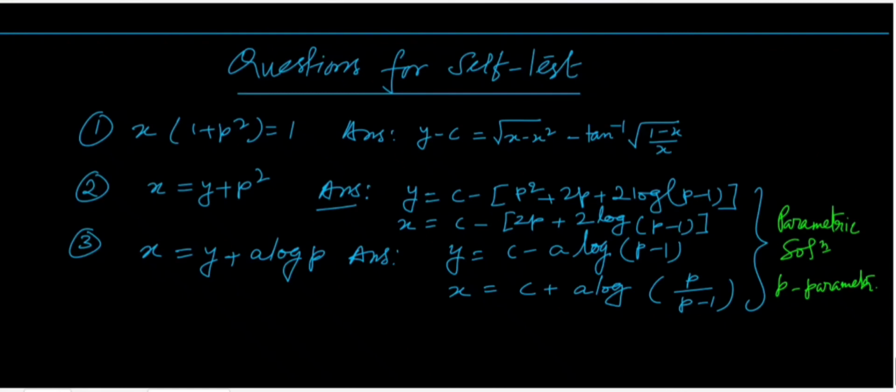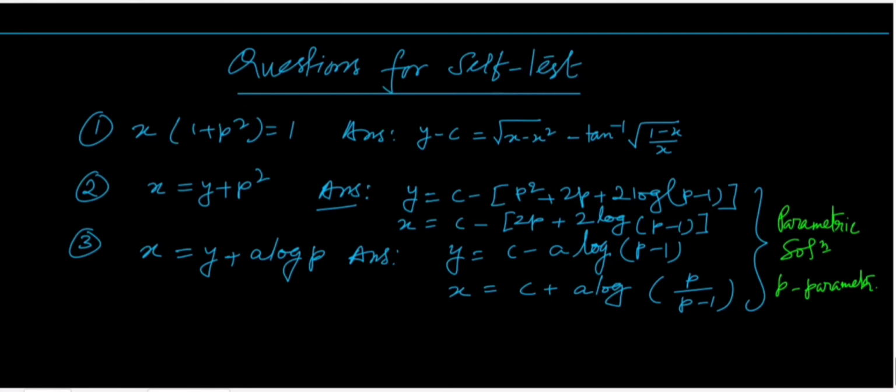Here are three questions for self-test. The first question can be solved for x. This can be solvable for p, and the answer is given there. The second and third can be solvable for x as well as solvable for y. Please look at the solutions. The solutions are in parametric form. That means from these two relations, if we eliminate p value, then we get the relation between x and y.